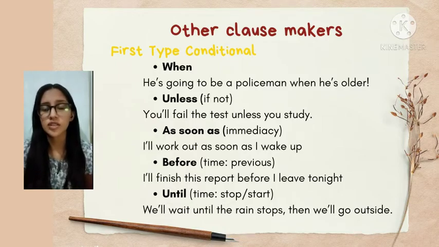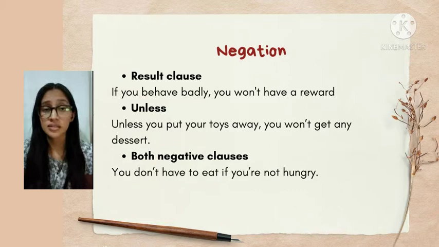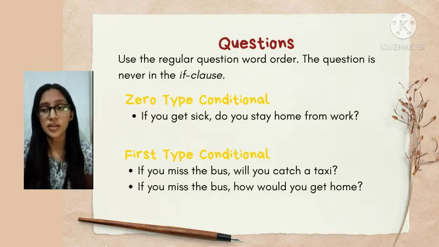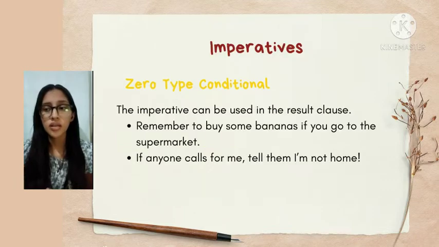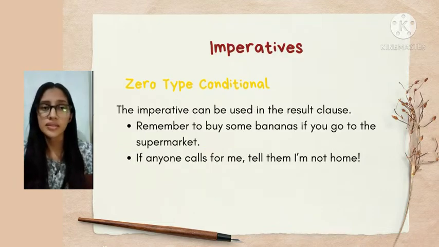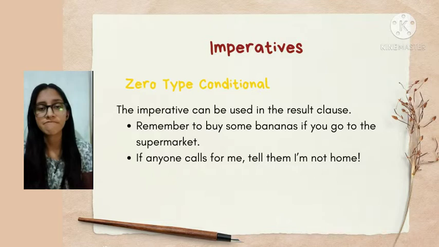Another aspect is that you can make conditional sentences negative. You can also make them interrogative. You just have to be careful that the if clause is not the one carrying the question mark. And you can also use imperatives in the zero type conditional.